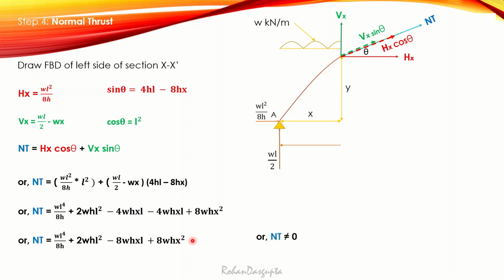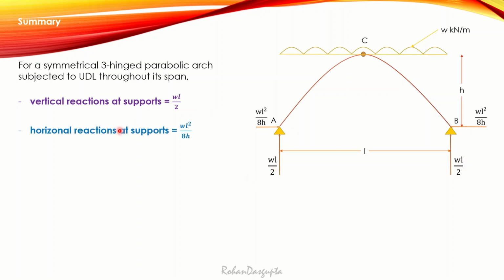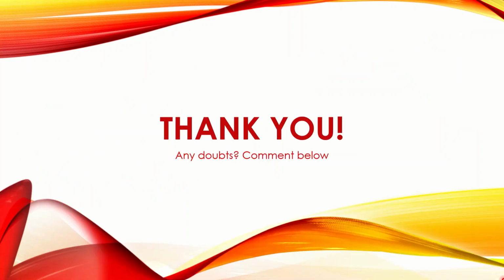So let us summarize this very quickly here: for a symmetrical three-hinged parabolic arch subjected to UDL throughout its span, the vertical reactions at the supports are WL by 2 and WL by 2. The horizontal reactions at the supports are WL square by 8H. The bending moment at any section is equal to 0. The radial shear force at any section is equal to 0. But the normal thrust at any section is not equal to 0. So that brings us to the end of our analysis of the symmetrical three-hinged parabolic arch subjected to UDL throughout its span. I hope that was useful for you.